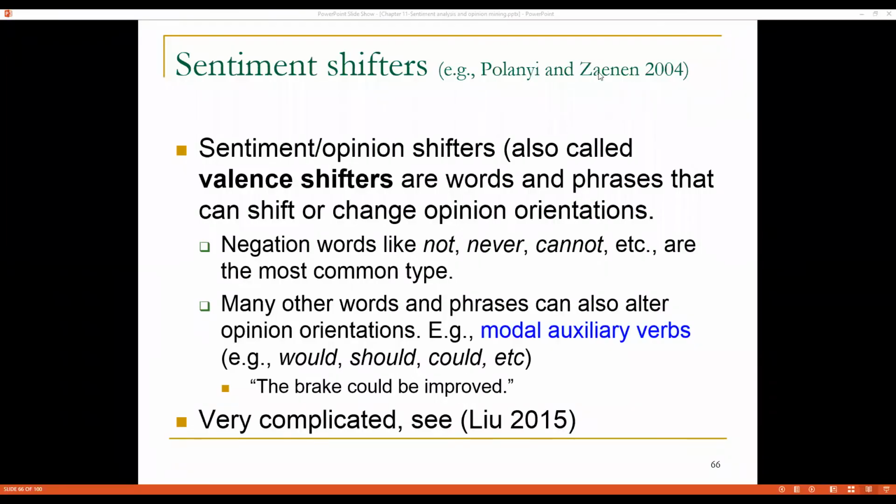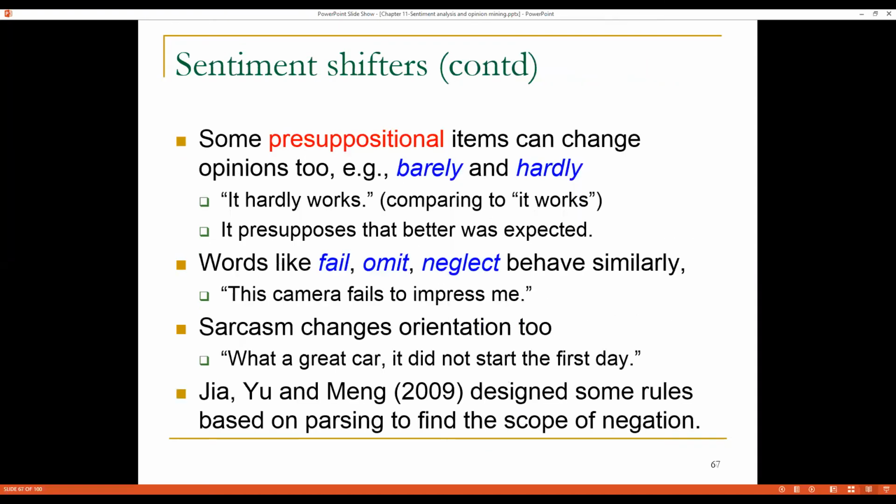So then we have sentiment shifters, which are also called valence shifters, the words or phrases that can shift or change opinion orientations. Negation words like not, never, cannot, etc. are the most common type. Many other words or phrases can also alter opinion orientations, such as modal auxiliary verbs like would, should, could, etc. For example, the brake could be improved is denoted as being negative, and it's also very complicated.